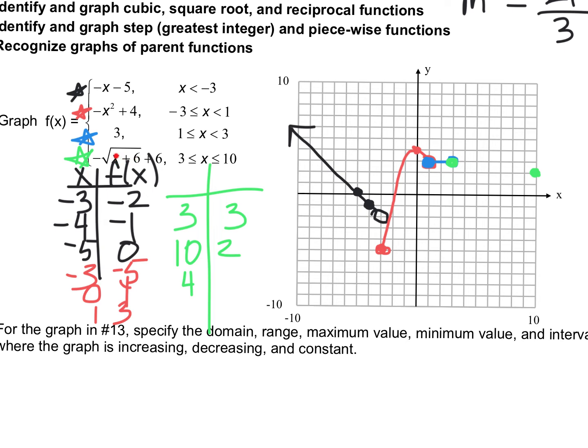If I plug a 4 in here, root 10 is 3.1, and I have 6 minus 3.1, which gives us about 2.9. So let's see what we get here. 4, 2.9, and that makes sense. It's starting to go down more. So we kind of have this curve going like this, kind of hard to graph, but it should end at that point. Probably has a little more of a curve to it like that.